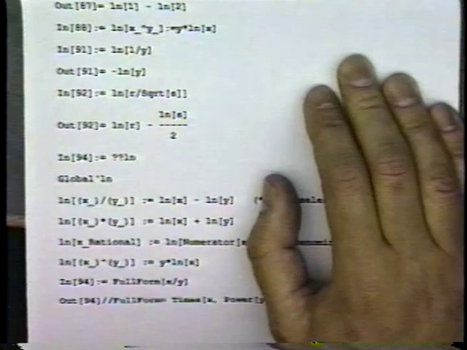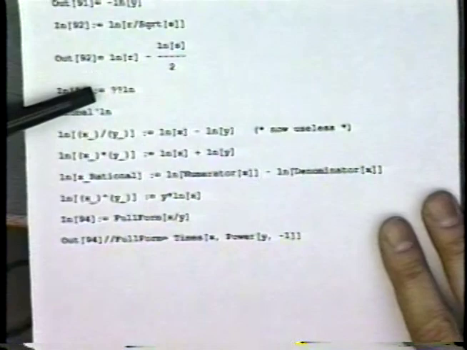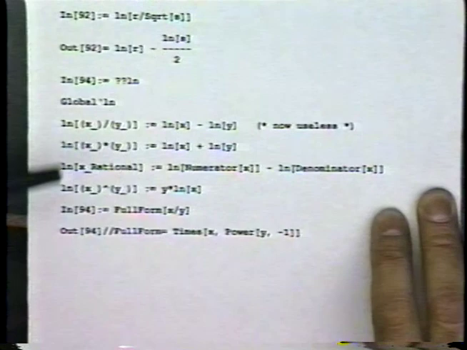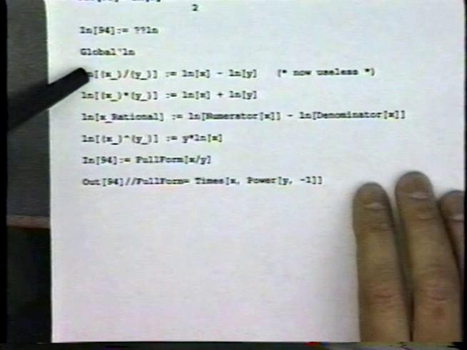We ask, well, what do we have left here? We can ask about log, question mark, ln. I don't know if there's a better way of doing this on Macintoshes, but it prints out everything that we've told it. This first rule turns out to be now entirely useless.